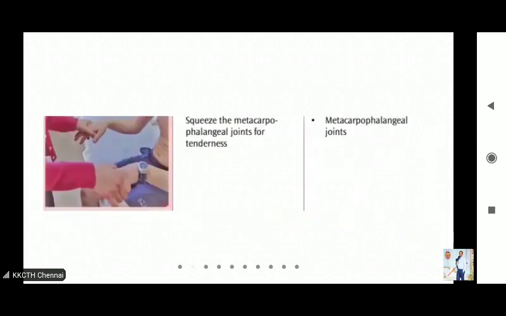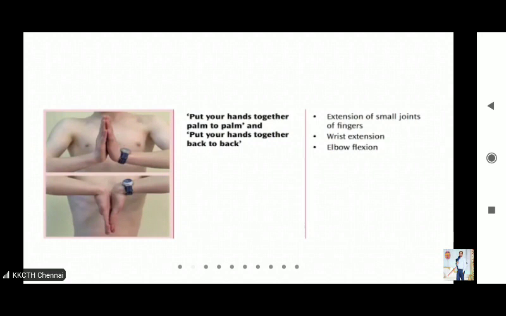Then you squeeze the metacarpophalangeal joints. That's because they're sort of like invisible joints. The PIP and DIP are more visible, and so sometimes you're not able to easily visualize the MCP joint swelling. So you need to squeeze them and then look for tenderness. Then ask the child to put the hands together, palm to palm, and then back to back. By doing this, you're checking the small joints of the fingers, wrist extension, and elbow flexion.